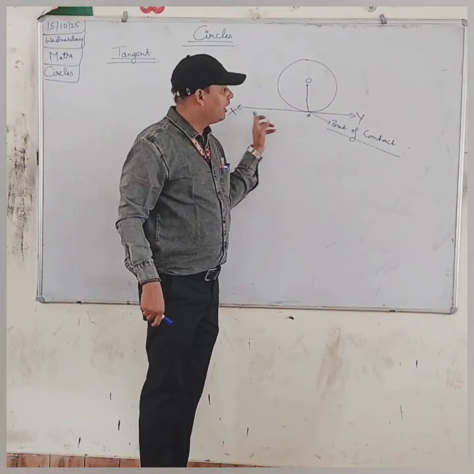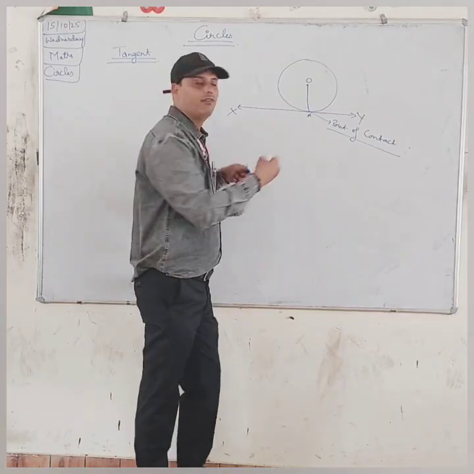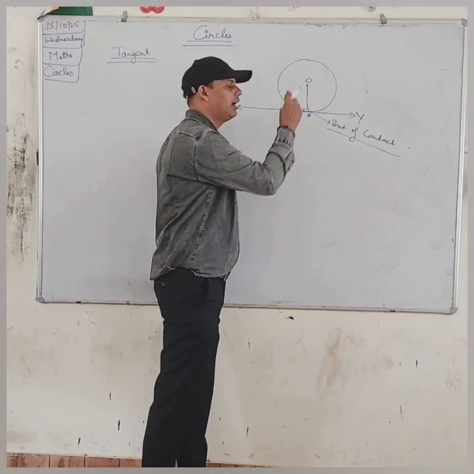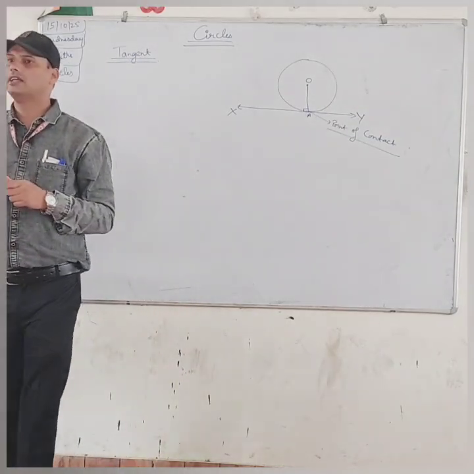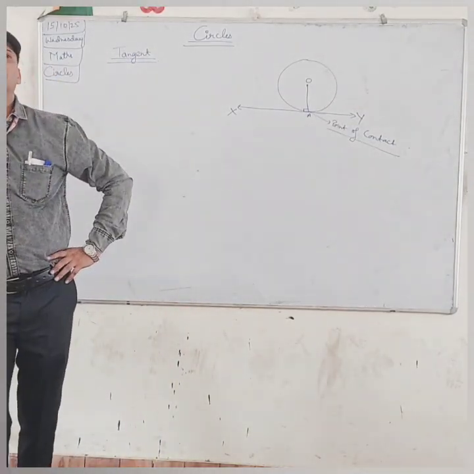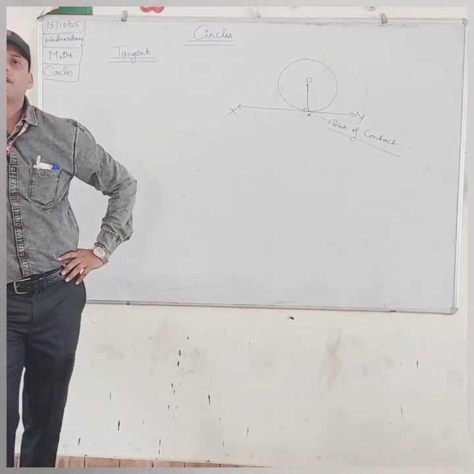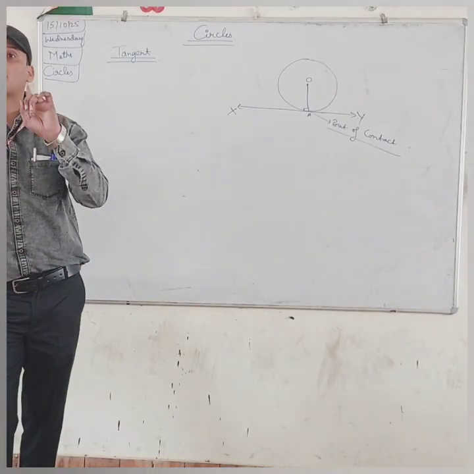This OA and XY will have an angle of 90 degrees. Clear na? If a tangent is drawn, then the radius. Remember that not all the radius.